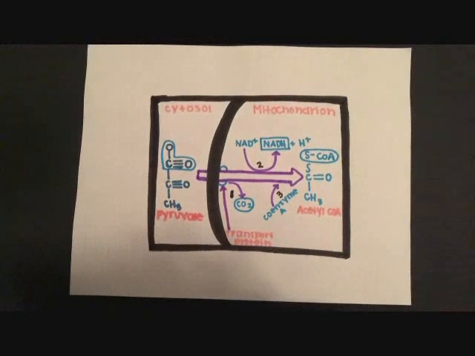Glycolysis also gives off 2 pyruvate, which help to fuel the Krebs cycle. So essentially the pyruvate is transformed into acetyl CoA as the NAD plus becomes NADH, CO2 is released, and the coenzyme A is added.